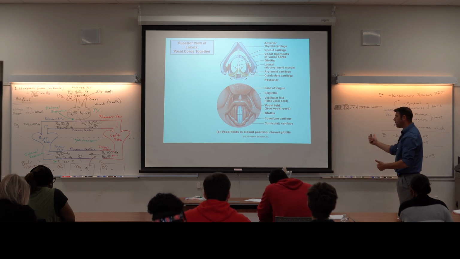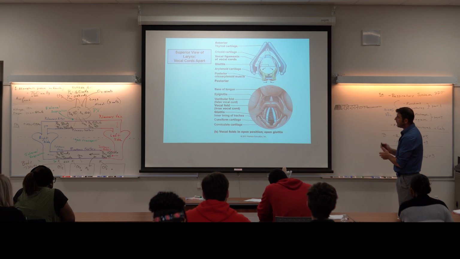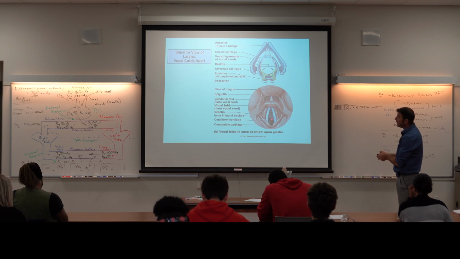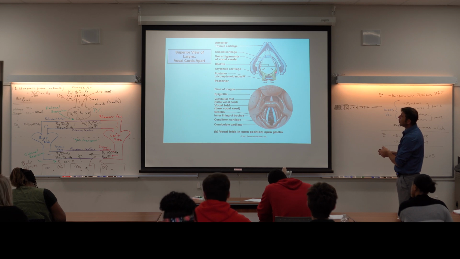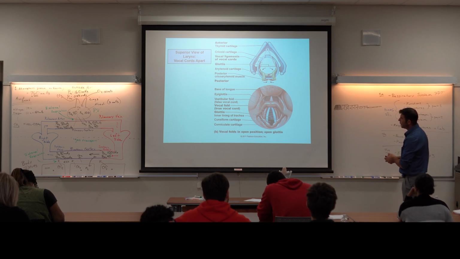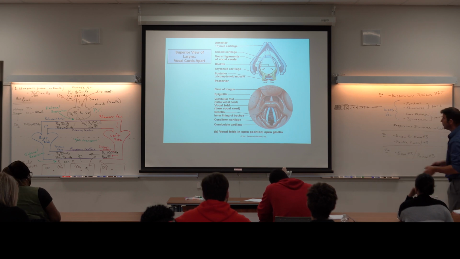Okay, true vocal cords, false vocal cords. We've got the slit-like passageway itself, which is the glottis. You can see from here those arytenoid cartilages are what open this glottis. You can see those corniculate pieces of cartilage right there. They look like some of that candy corn or whatever.